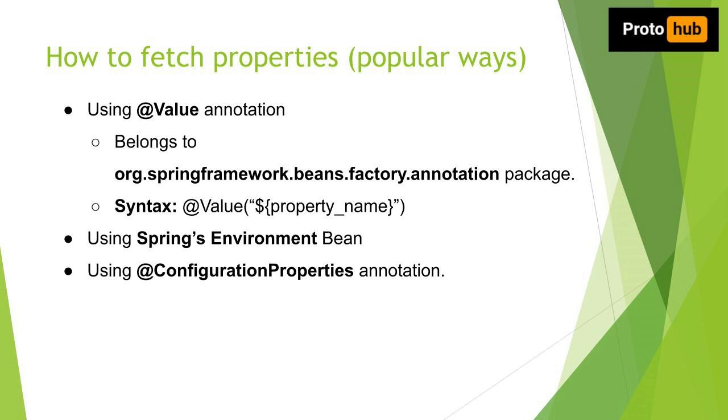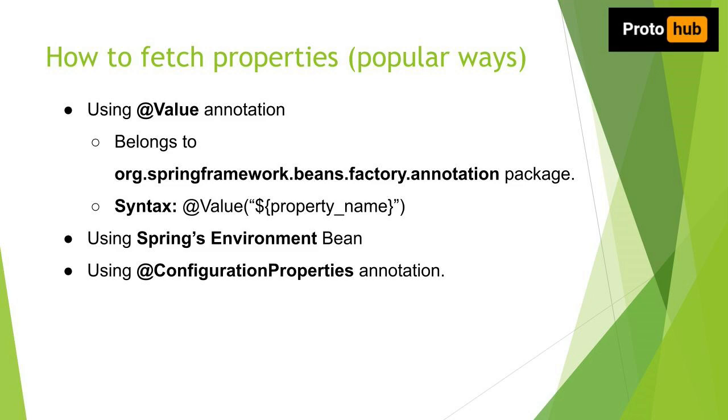The second way is to fetch the properties using Spring's Environment bean. We just need to autowire this bean, and then access the getProperty method to fetch the property from the application.properties file. The other way is to use the @ConfigurationProperties annotation. In this video, we will see how to fetch the properties using the @Value annotation.